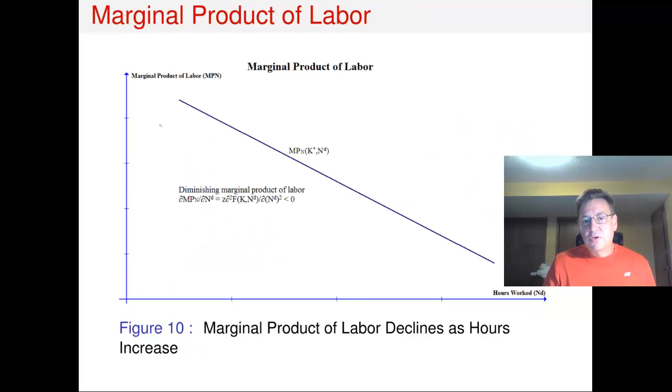So this graph just plots the marginal product of labor. Now what we have on this vertical axis is the marginal product. Remember, that's just delta Y over delta N. And on the horizontal axis, we have hours worked. And this is just saying what I said before, which is that as the number of hours worked increases, the marginal product of labor declines. So this is exhibiting diminishing marginal product of labor.